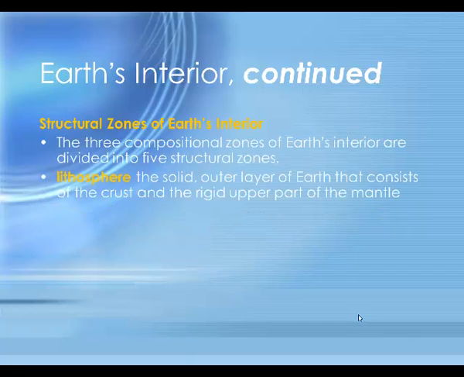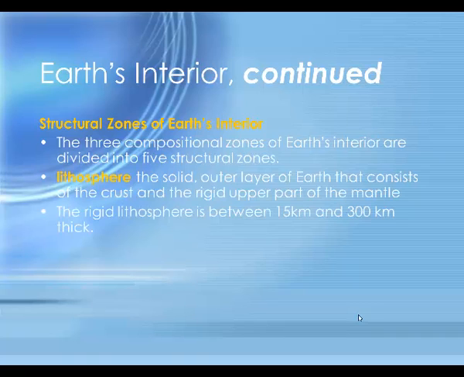Structural zones of the interior. The 3 compositional zones of Earth's interior are divided into 5 structural zones. The first one is the lithosphere. That is the solid outer layer of Earth that consists of the crust and the rigid upper part of the mantle. The rigid lithosphere is between 15 kilometers and 300 kilometers thick, and again, that is dependent upon the thickness of the crust where mountains are at. It's going to be much thicker in mountainous regions. It's going to be much thinner below the oceans.